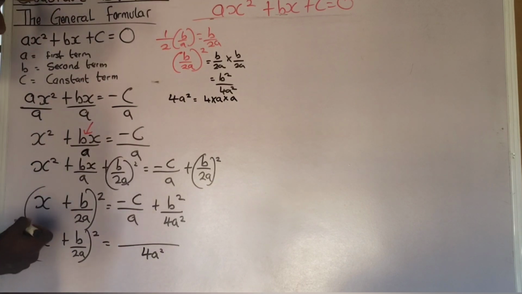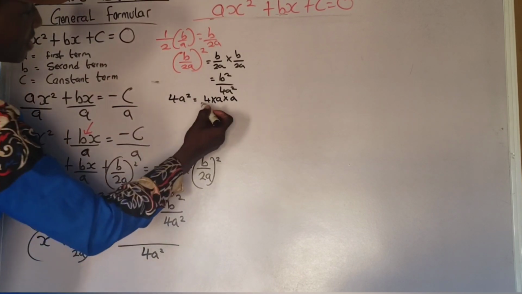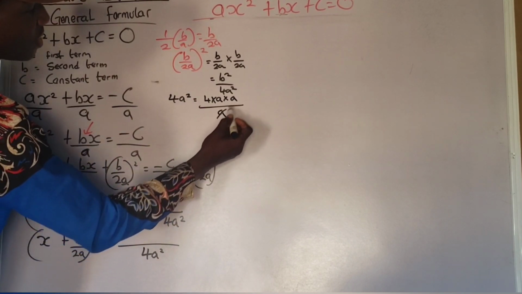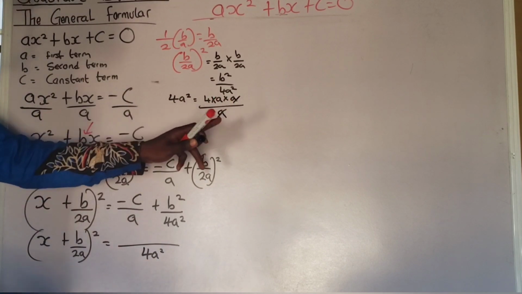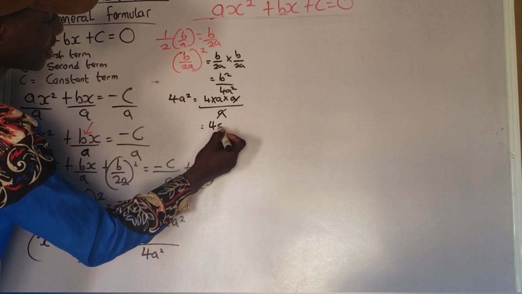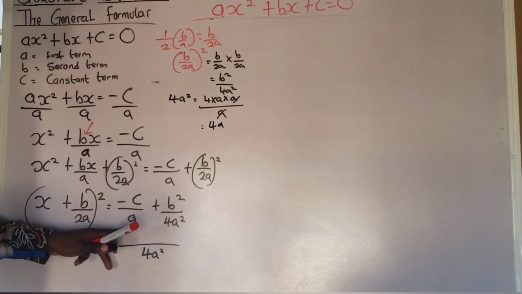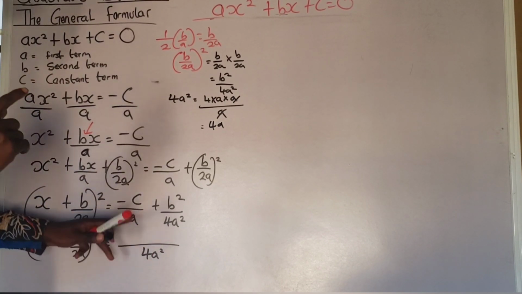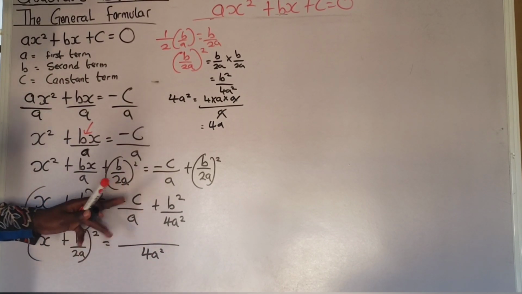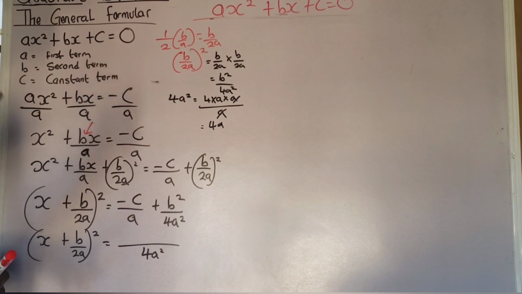Now 4a squared divided by a. 1a will cancel 1a. So I'm left with what? 4a. That's why I got 4a. 4a squared divided by a is 4a. 4a times negative c, that will be negative 4ac.